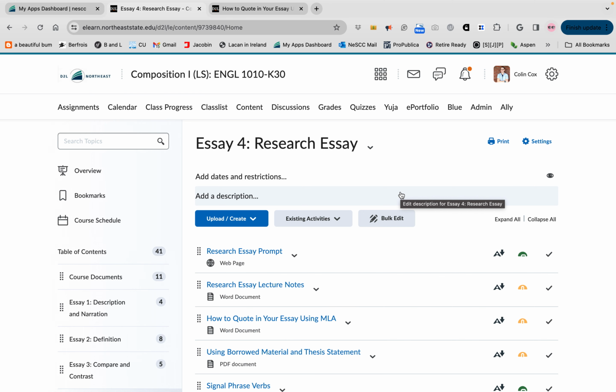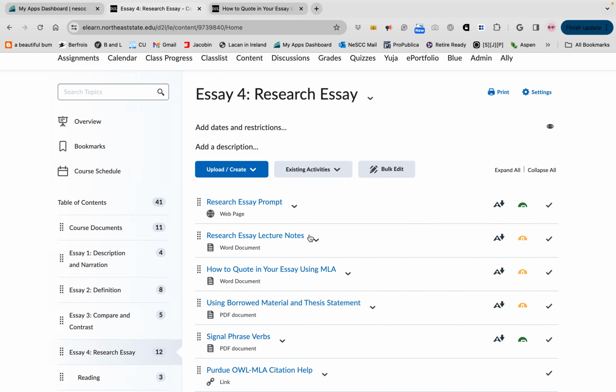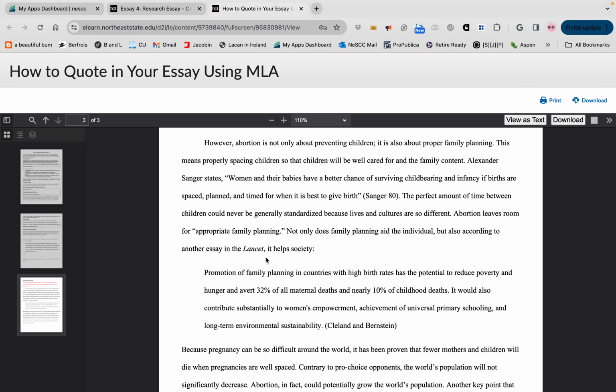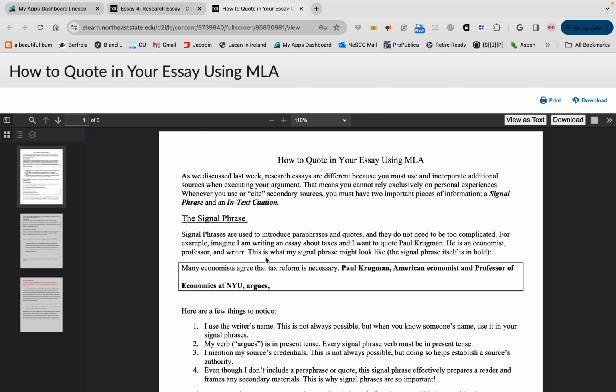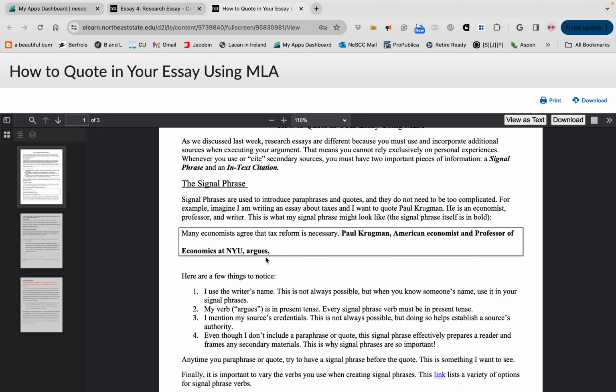But today I am working exclusively from this particular document, how to quote in your essay using MLA. So again, we're thinking at this point of the body of your essay itself, not the works cited page, not the citation page. So when you make reference to borrowed material, you basically need, in addition to the borrowed material, two things. You need something called a signal phrase and something called an in-text citation.